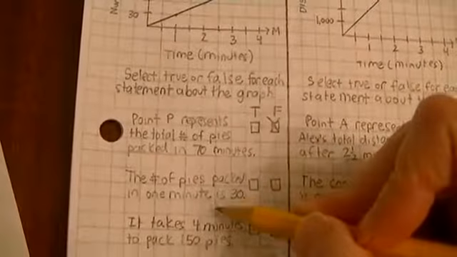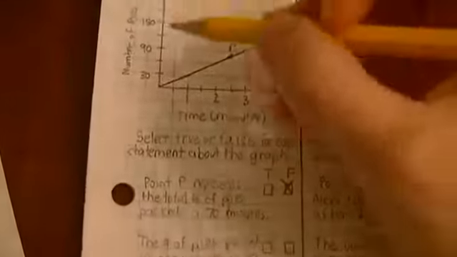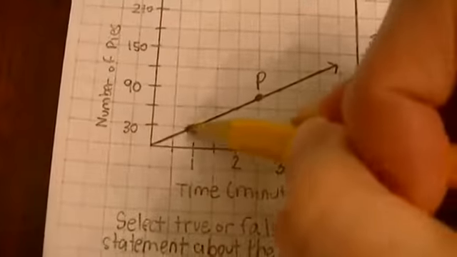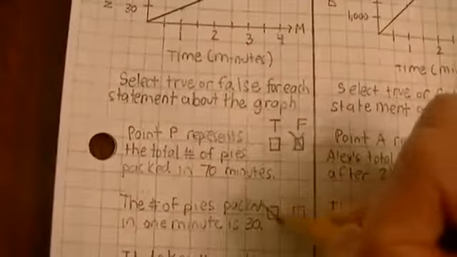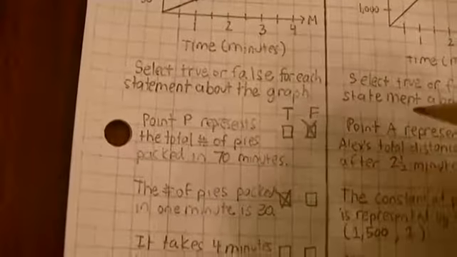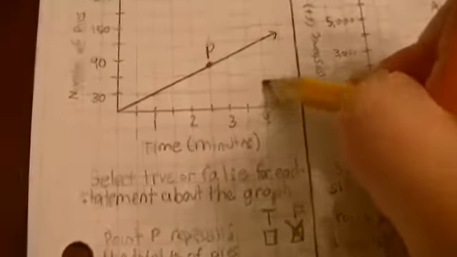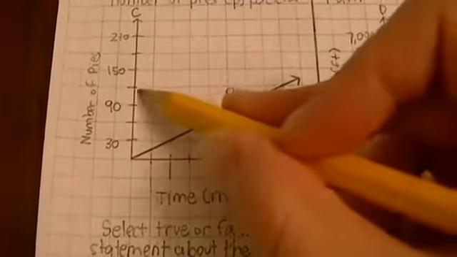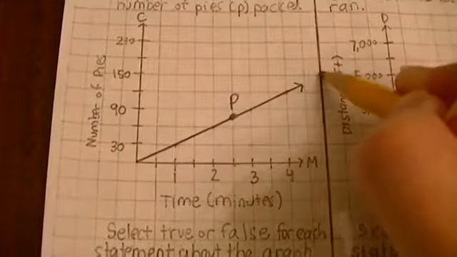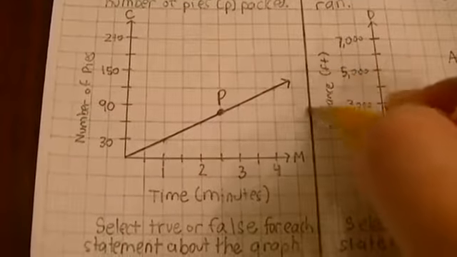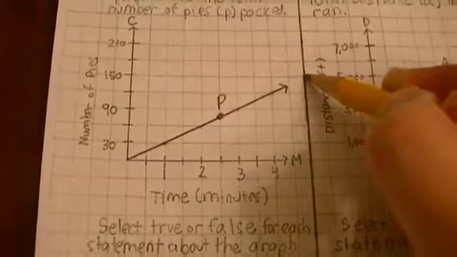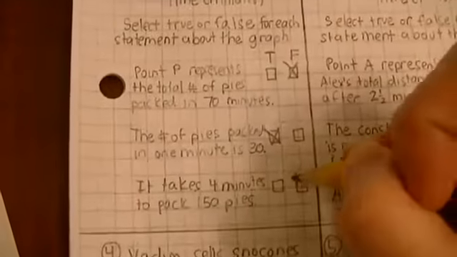The number of pies packed in 1 minute is 30. So 1 minute, go up. Yep, that is correct. It takes 4 minutes to bake 150 pies. So I look here, 4 minutes, and it is not 150. 150 pies would take a little bit longer, like 5 minutes. So that is false.